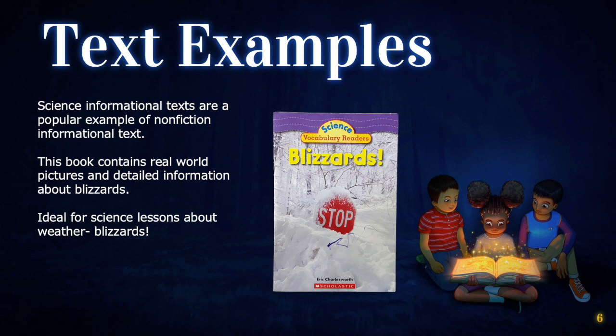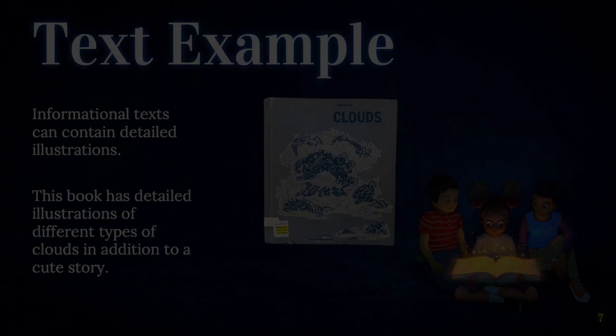Text examples. Text examples include science informational texts, such as Blizzards. This book is perfect for science lessons about weather, such as blizzards. This text has pictures of real-world blizzards.